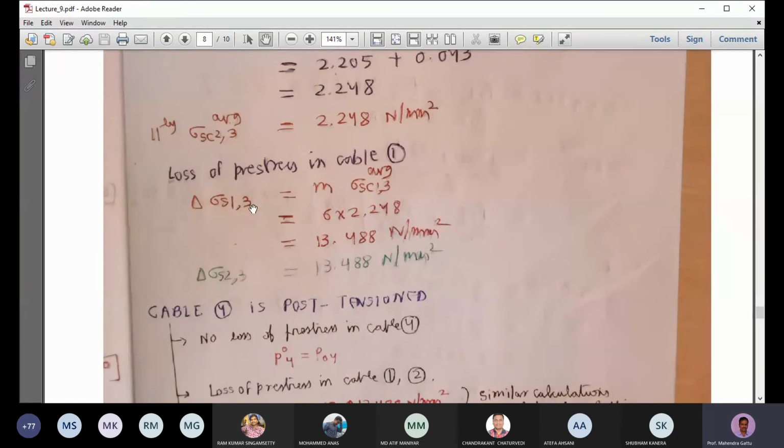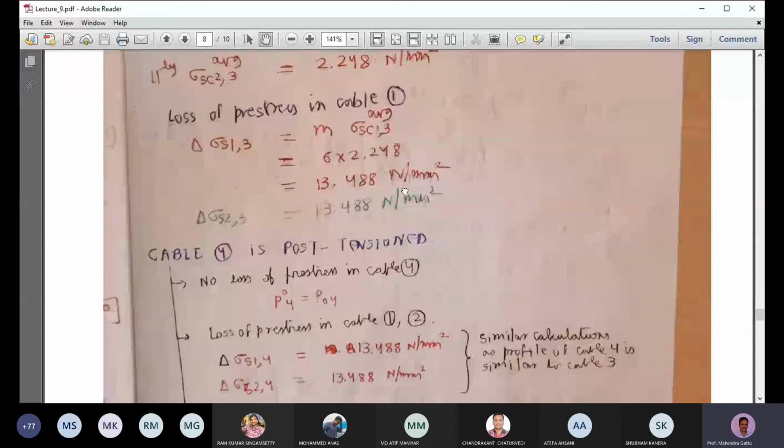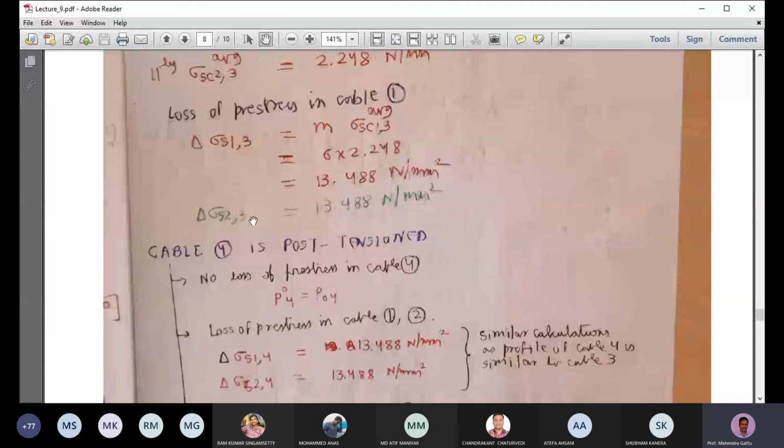And we can find out what is the loss of pre-stress in cable 1 due to post tensioning of cable 3, which is m times modular ratio times that average compressive stress. It is coming around 6 into 2.248, which is 13.488. Similarly, loss of pre-stress in cable 2 due to post tensioning of cable 3 is 13.488.